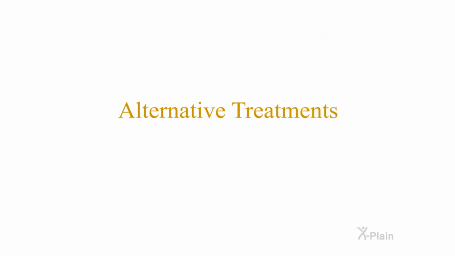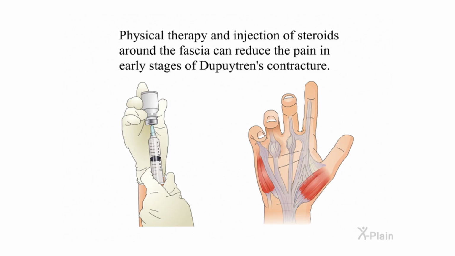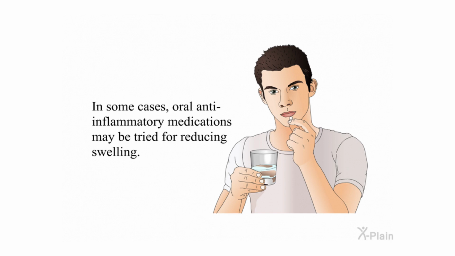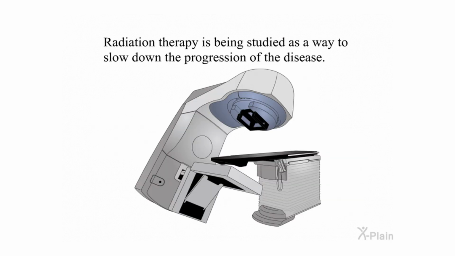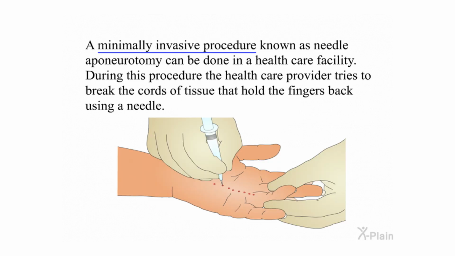Alternative treatments. Physical therapy and injection of steroids around the fascia can reduce the pain in early stages of Dupuytren's contracture. In some cases, oral anti-inflammatory medications may be tried for reducing swelling. Radiation therapy is being studied as a way to slow down the progression of the disease.